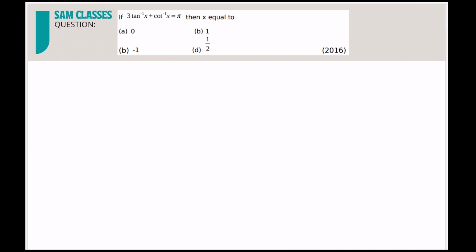Now again, let's see this question. We know tan inverse x plus cot inverse x is pi by 2. So directly I can write 2 tan inverse x plus pi by 2 is equal to pi, and you can solve it. Tan inverse x is equal to pi by 4, and then x is equal to 1. That's it. It will take not more than 3 seconds to solve.